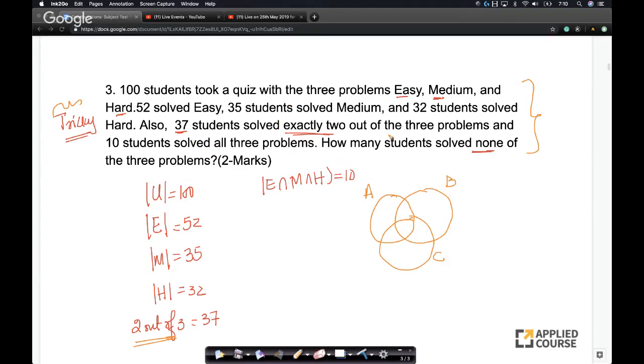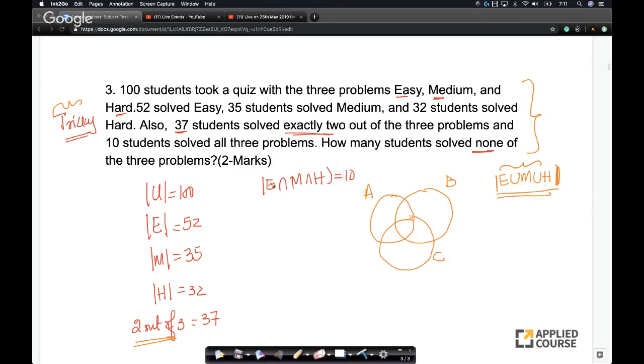So what do I want? I want the number of students who have solved none of the 3 problems. First, let me find the number of students who have solved at least one problem, which is the size of this set. If I subtract this number from 100, I get the number of students who have solved none of the problems.